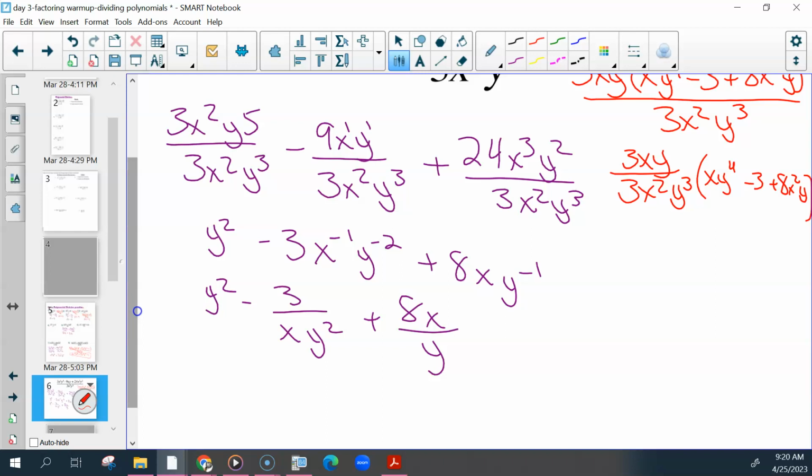You may have negative exponents. Y squared is right. Minus 3x. Not minus 3x. Minus. It would be x to what power? You're subtracting the exponents. So 1 minus 2 would give us? Negative 1. Sorry, it's okay.